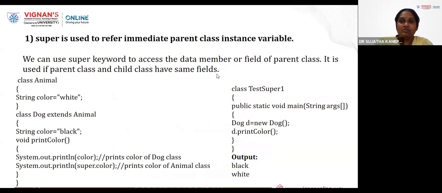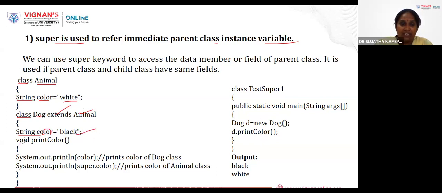Now here I am going to show you an example for this. Super is used to refer to the immediate parent class variable. How can this be used? Let us see. Class Animal, which contains a variable named color, which is initialized with white. Now here I am going to write another class, Dog, extends Animal. Here it has its own color, which is black.